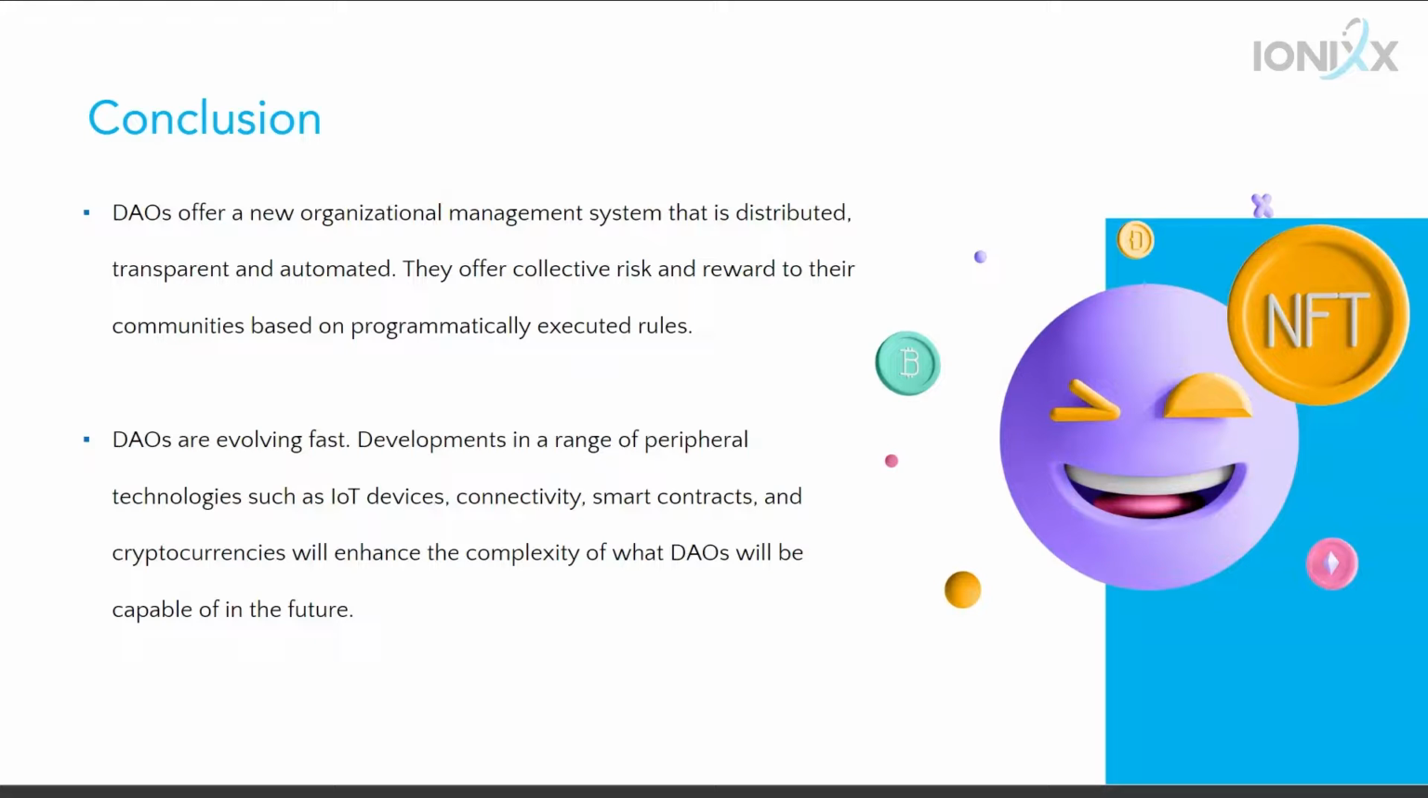And lastly, DAOs are evolving fast. This is a really rapidly evolving field. I think the biggest changes we're going to see, which are going to shape how DAOs end up taking their final shape, are the range of peripheral technologies such as IoT devices, connectivity, smart contracts, cryptocurrencies, different sensors, oracles, and stuff like that. They'll help enhance the complexity and the range of what a DAO will be capable of doing in the future. So that's something to really look out for.